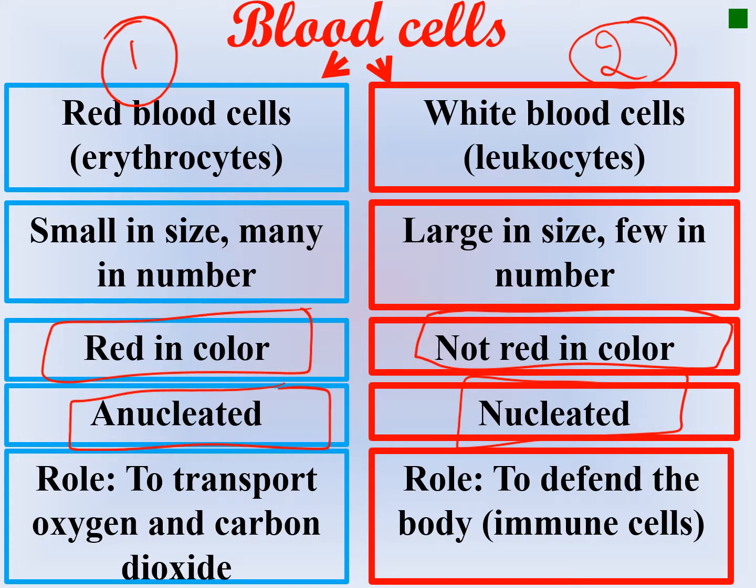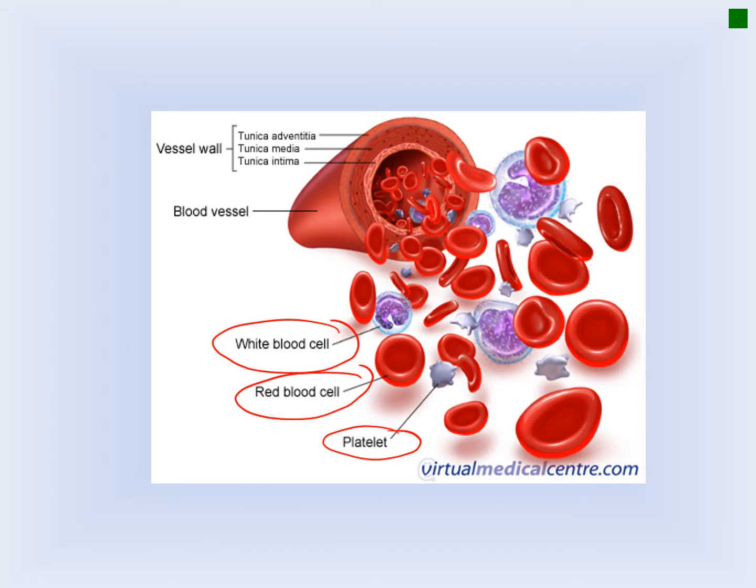Red blood cells are anucleated, meaning that they don't have a nucleus, while white blood cells are nucleated cells, meaning that they have a nucleus. The role of red blood cells is to transport oxygen and carbon dioxide, while that of white blood cells is to defend the body. They are immune cells. This is a figure about the blood vessels where we have red blood cells, white blood cells, and the cell fragments that are called platelets.